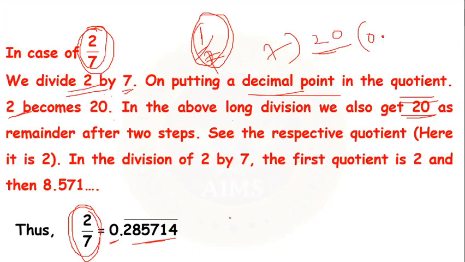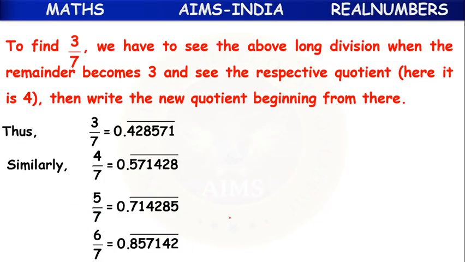So what does it mean? In the expansion of 3 by 7, the recurring part starts from 4.